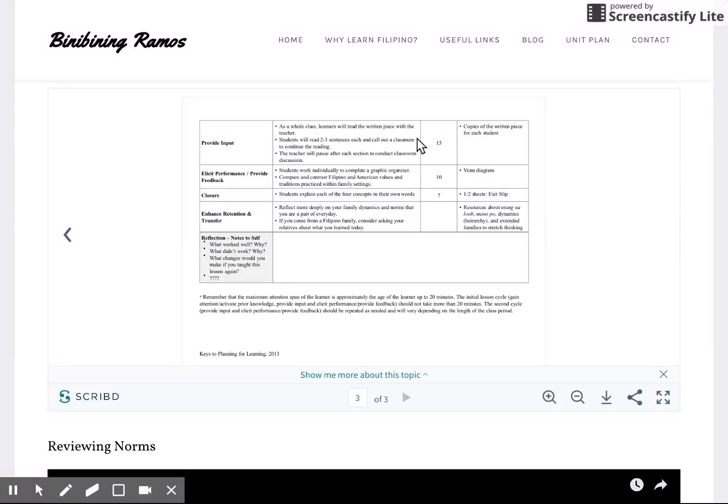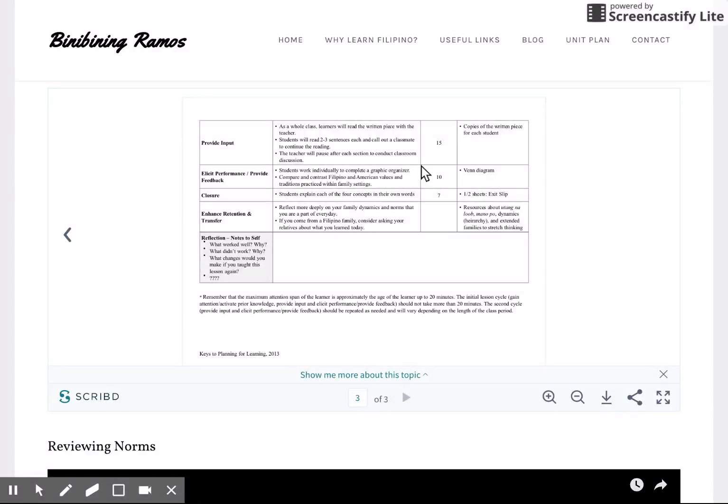As a class, then we will read a written piece together with me, and whenever it is appropriate, I will be stopping the reading to make sure that we have a good discussion about what we just read. What I like to do in my class is to have one student read about 2 or 3 sentences, and then have that student call the next reader who will continue on the reading. I feel like it's a very simple way to make sure that students know each other's names, which I think is a really important part of the class.